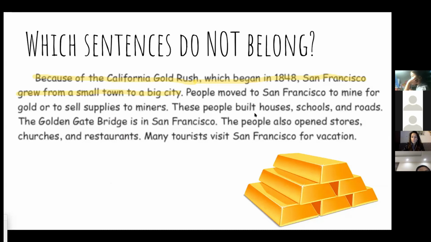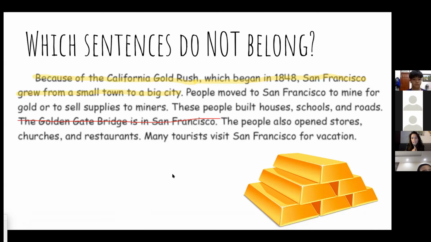So let's look for sentences that do not support that main idea. So does anyone see a sentence that doesn't talk about San Francisco growing from a small town to a big city? Kent, do you see one? Yes. Tell me. The Golden Gate Bridge is in San Francisco. Good job. So our sentence that does not belong is the Golden Gate Bridge is in San Francisco. Okay, that is out of place there.